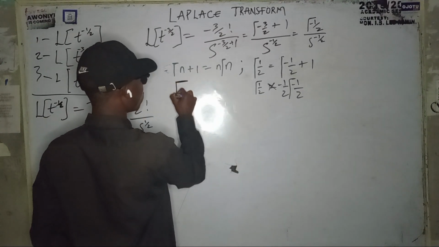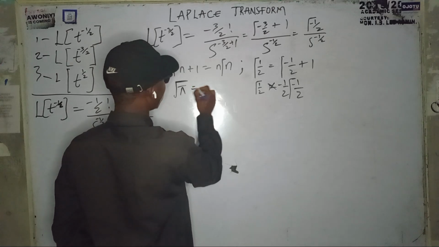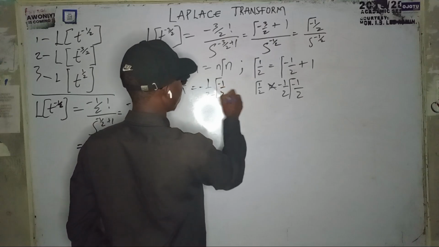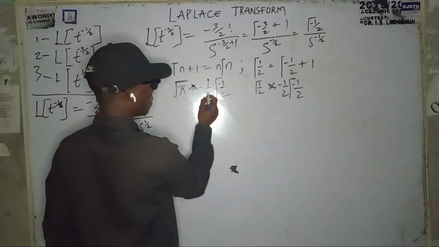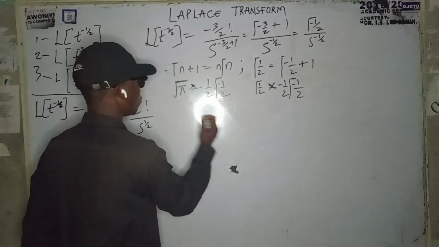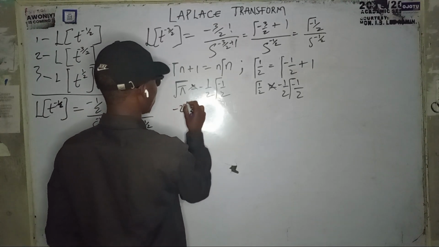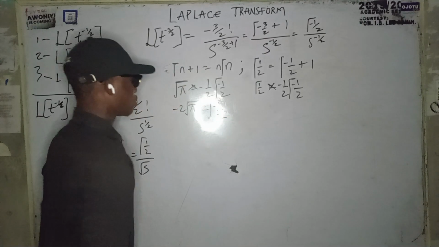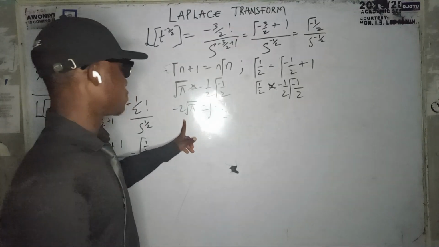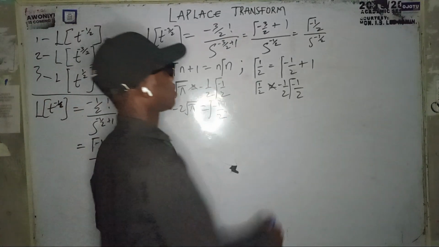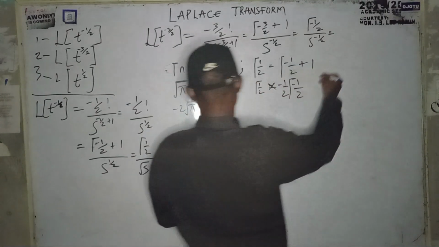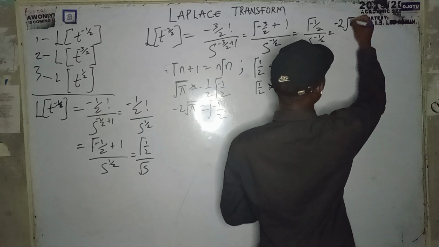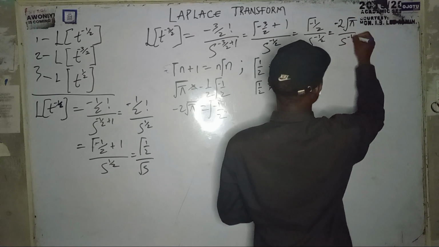I have square root of pi is equal to minus 1 over 2 times the gamma function of minus 1 over 2. So then I cross multiply. That is, for this 2 here, minus 2. So this is going to become minus 2 root pi equals the gamma function of minus 1 over 2. So therefore, the gamma function of minus 1 over 2 is minus 2 root pi, and my answer here is going to be minus 2 root pi over s raised to power minus 1 over 2.